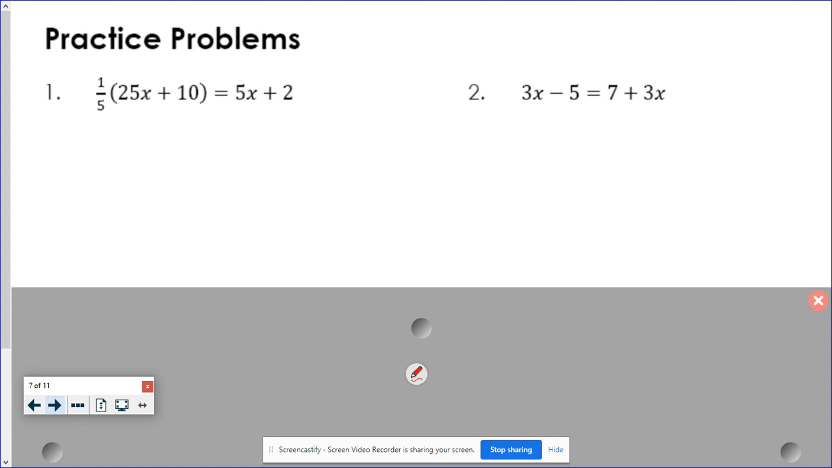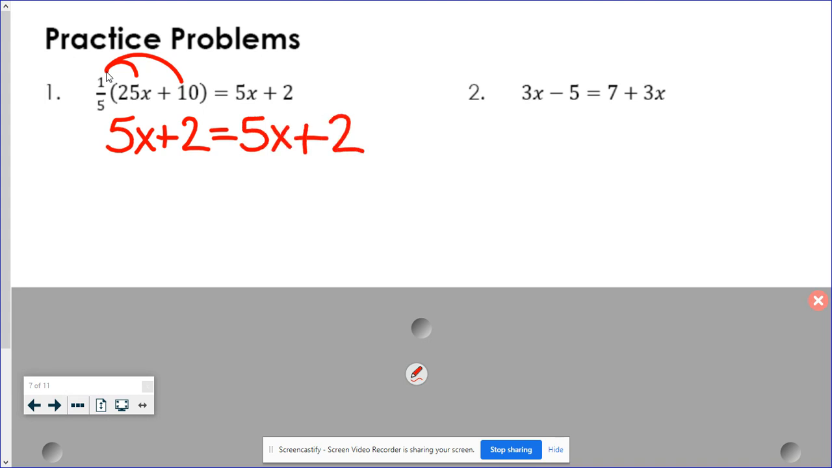So in number 1, distributing a 1/5 shouldn't freak you out. 1/5 of 25x, that's just saying 25x divided by 5. That's just 5x. And 1/5 of 10. 10 divided by 5 is 2. And again, as soon as I see that I've got exactly the same thing, I know that some of you right now know that this is any real number, and that's great.